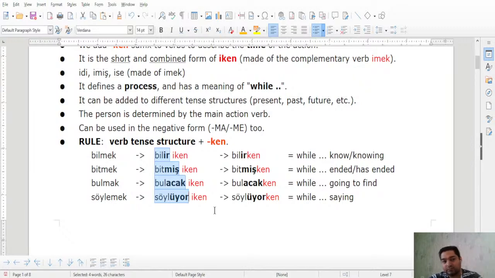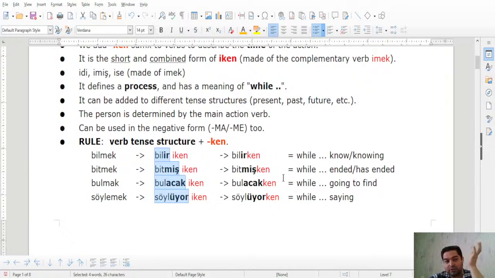So same is here. Bilir is the third person singular, okay? Bitmiş is the third person singular. Bulacak is the third person singular, and söylüyor is the third person singular. But it doesn't mean that it's he or she. It's just the structure is that way, okay? As a base, we get the third person singular, and then we add that can, whatever the tense is, okay? Whatever the tense is, it doesn't matter. You first get the third person singular as a base, and then add the can suffix to that part, okay? And again, it doesn't mean he or she. It just is the structure is that way.